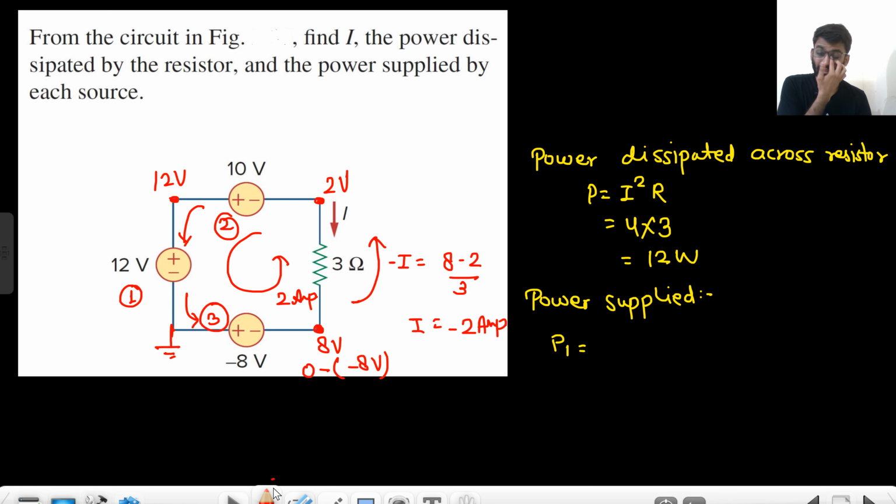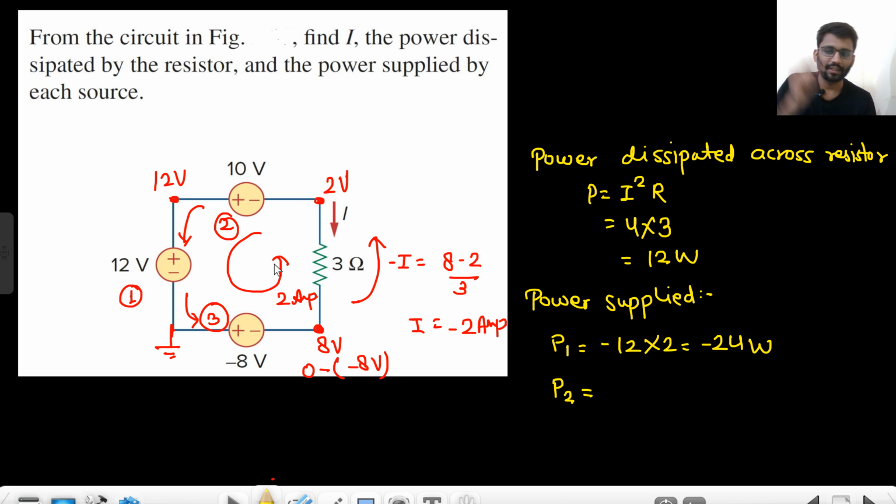Right? So now tell me, for source 1, is it delivering power or absorbing power? The current is getting out of the negative terminal and getting into the positive terminal. The current 2 ampere is flowing like this. So it is getting into the positive terminal for P1. So it will be minus 12 into 2. That means it is absorbing power of 24 volt.